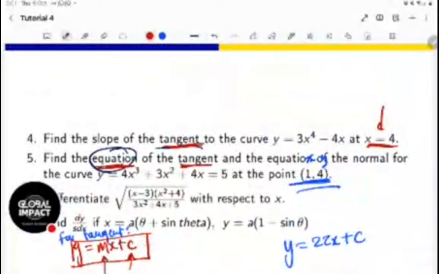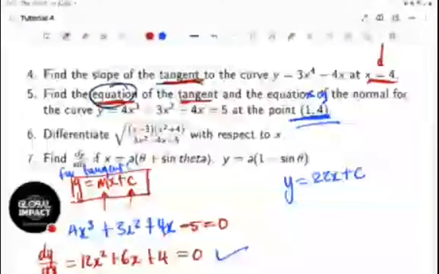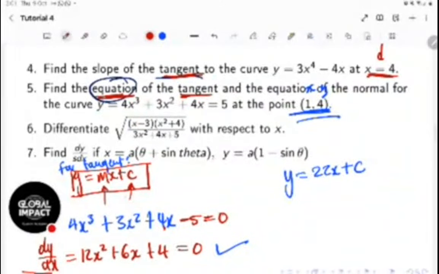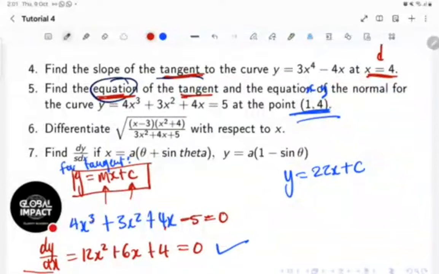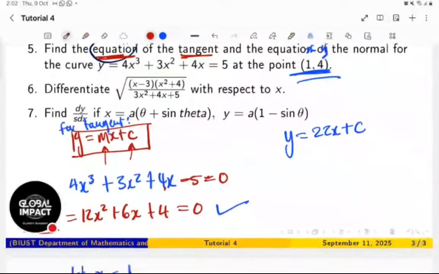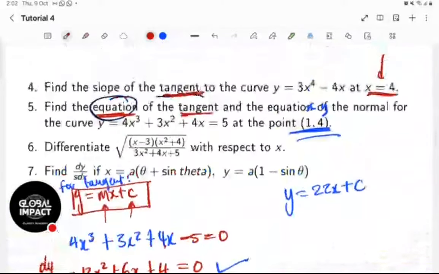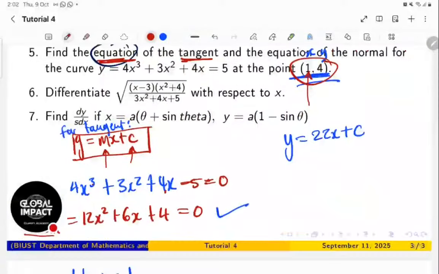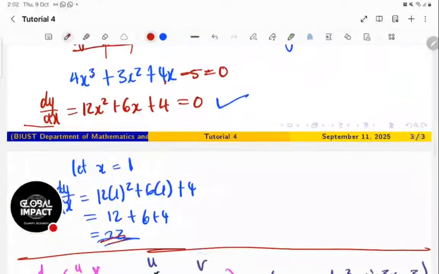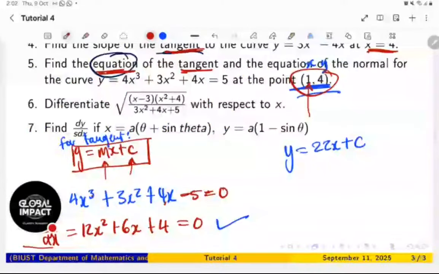You say to them, you guys are a joke. Tangent is a line, so its equation is y equals mx plus c. And m, you find it by differentiating, then you put in the point where you are. So you differentiate from your dy/dx, put in the point. You are at this point, look for the x value as 1. So you put x equal to 1 and you get your dy/dx.